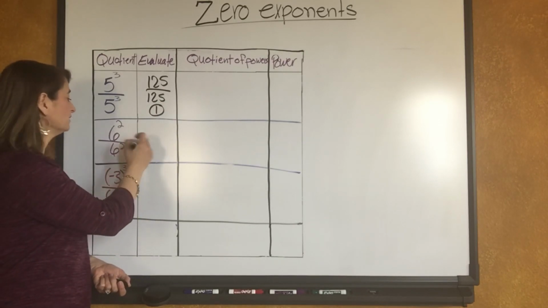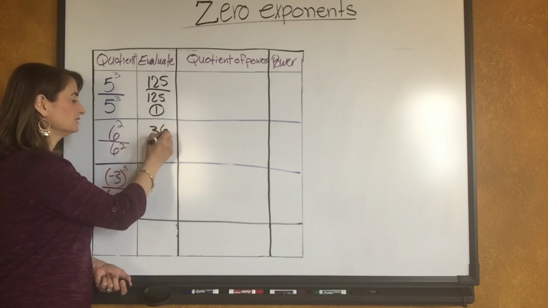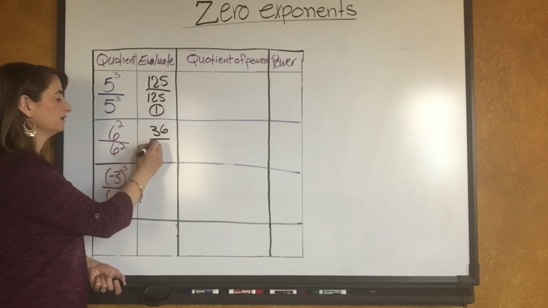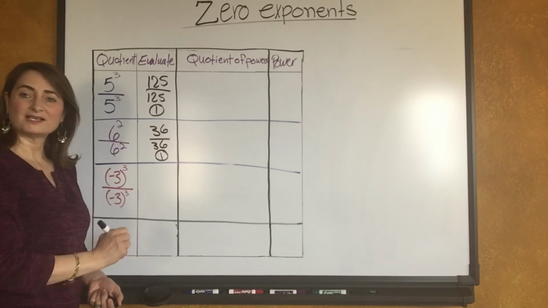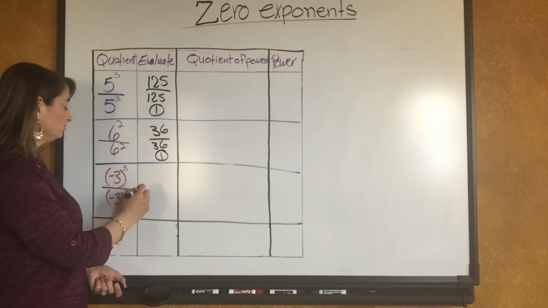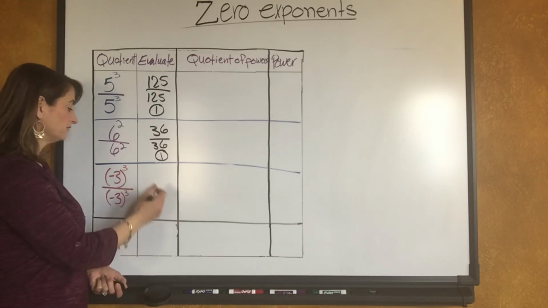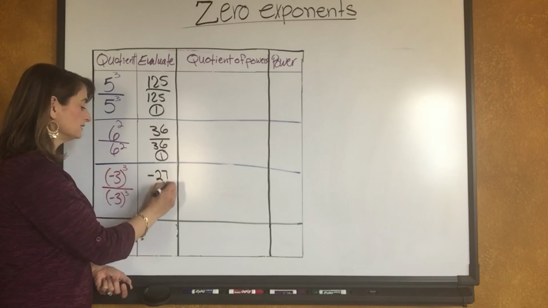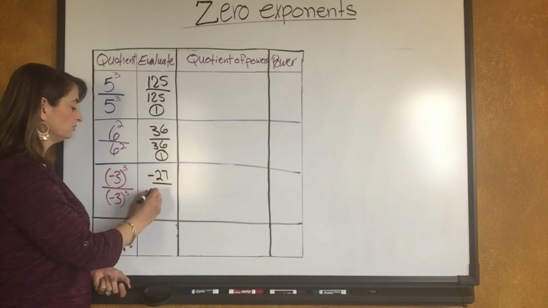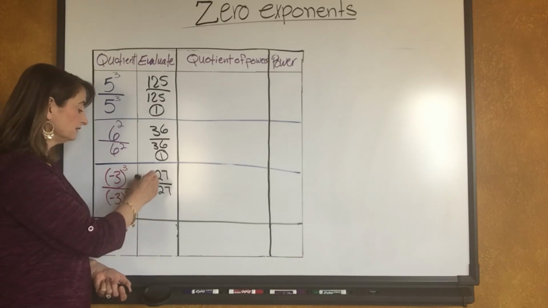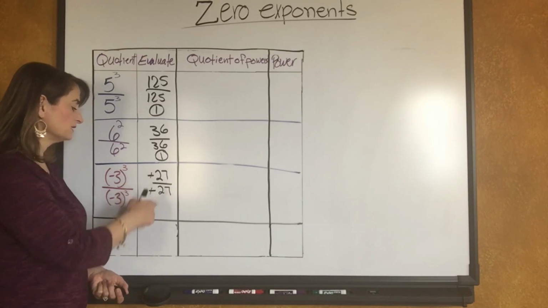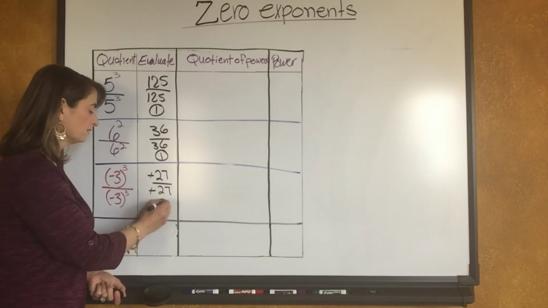Now 6 squared. 6 squared equals 36. Divided by 6 squared, that's also 36. Divide them, gives you 1. The last example. Negative 3 cubed means negative 3 times negative 3 times negative 3, which is negative 27. Divided by negative 3 cubed, which is negative 27. Now simplify that. Negative divided by negative is positive. 27 divided by 27 is 1.